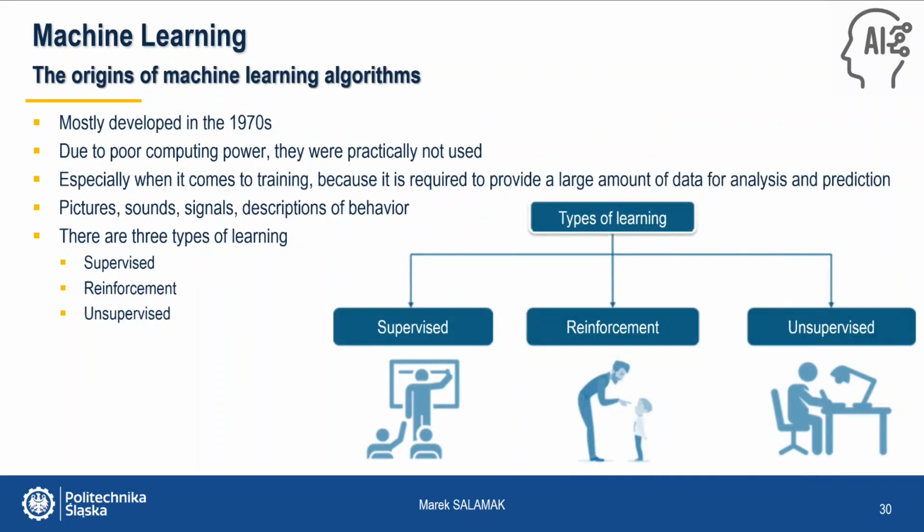Most of the machine learning algorithms were developed in the 1970s, but it was impossible to use them in practice due to insufficient computing power, especially when it comes to training or other ways of learning. We need to provide a huge amount of data like images, sounds, signals, behavior descriptions that must be analyzed and used for prediction. There are three types of learning: supervised, unsupervised, or reinforcement.